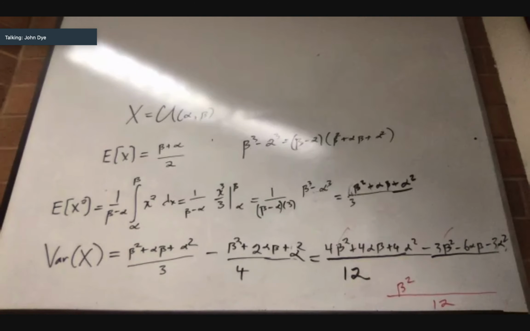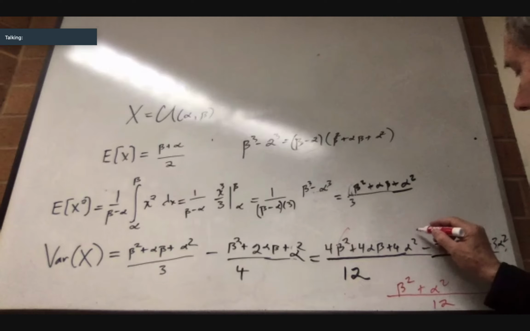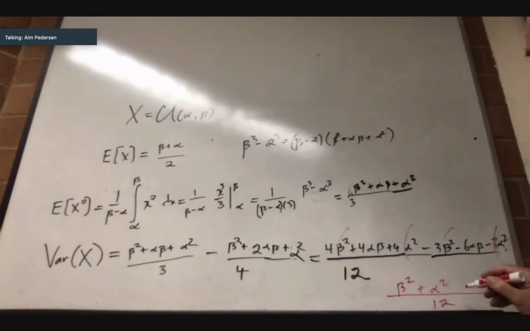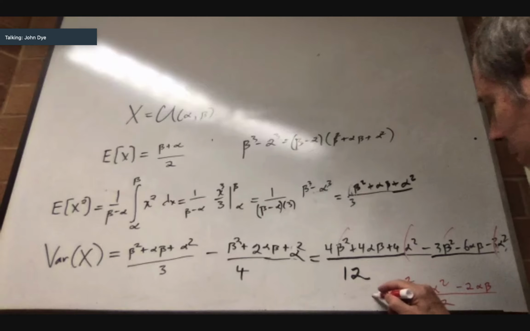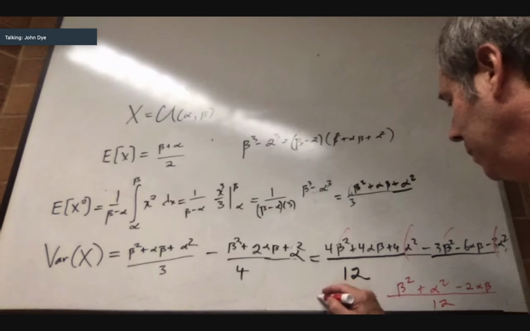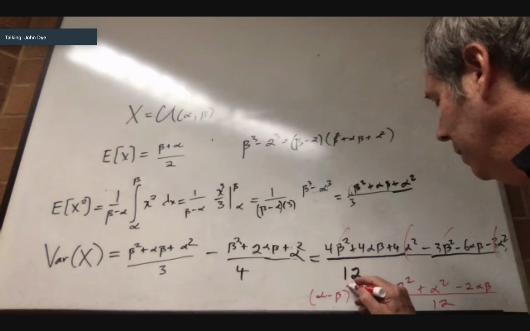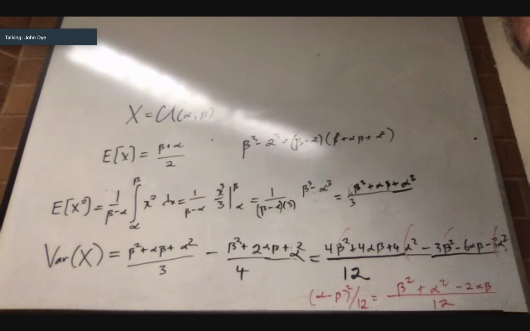Okay, so beta is okay. But what about my alpha squared? We get plus alpha squared at the end, and minus 2 alpha beta. Well, that looks like a square. It looks like alpha minus beta squared. So I don't know where to put it. So it's alpha minus beta squared over 12. That 12 was what I was going after.